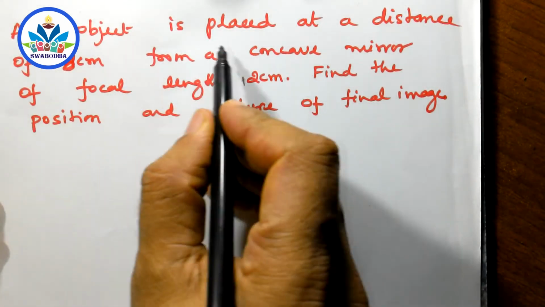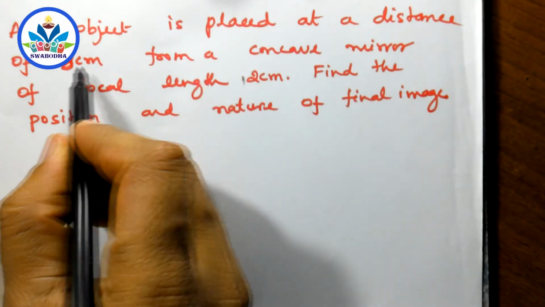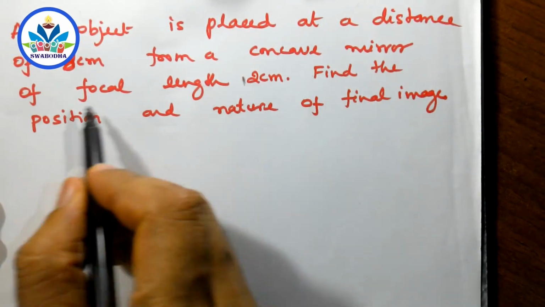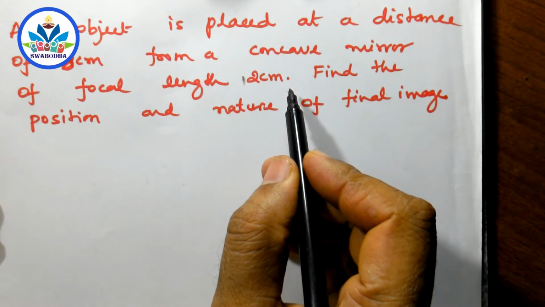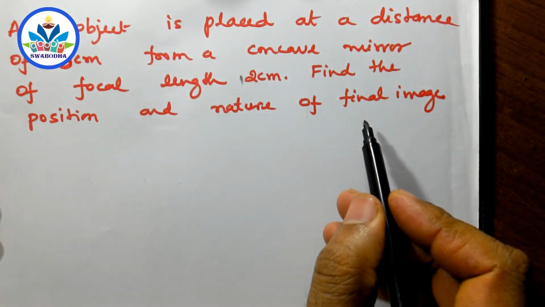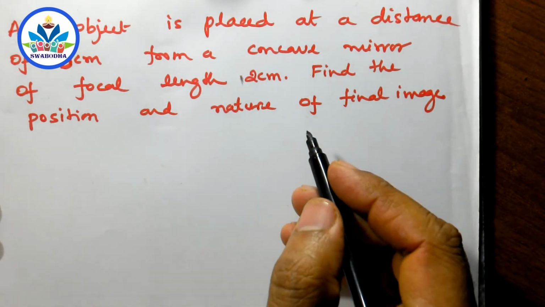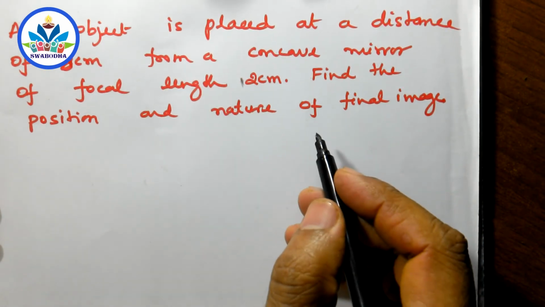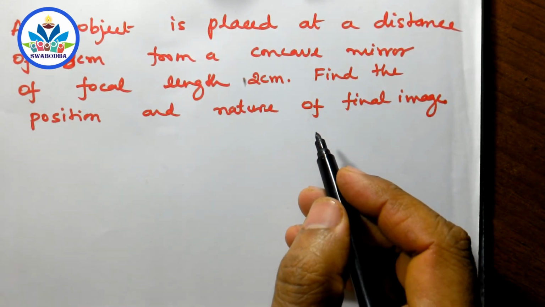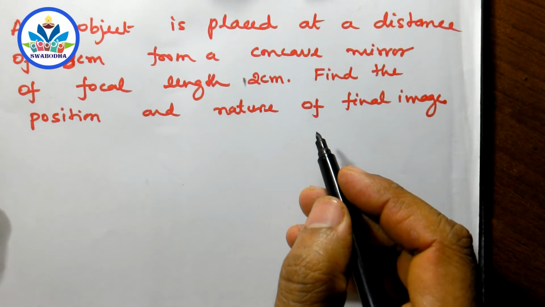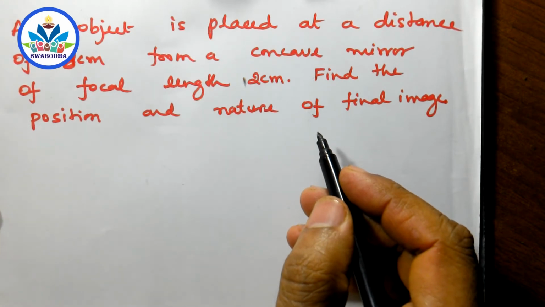An object is placed at a distance of 8 cm from a concave mirror of focal length 2 cm. Find the position and nature of the final image. Now, since this is the first problem, I will give more importance to how to solve this. What are the things that have to be taken care of when you solve different problems?